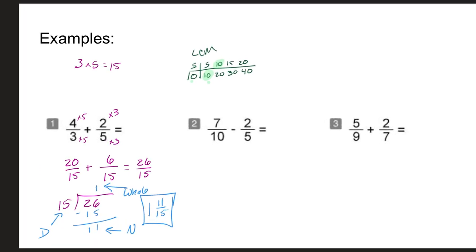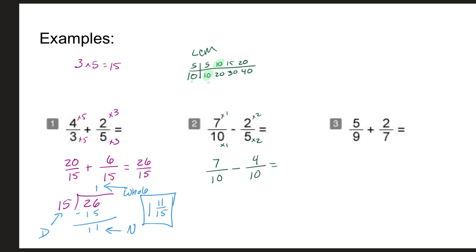So let's rewrite the problem here. I'm going to times this one by 1. So I have 10 times 1, so 7 times 1 is still 7, minus 5 times 2, because again I need the denominator. So if I times 5 by 2, I have times the numerator by 2. 2 times 2 is 4.